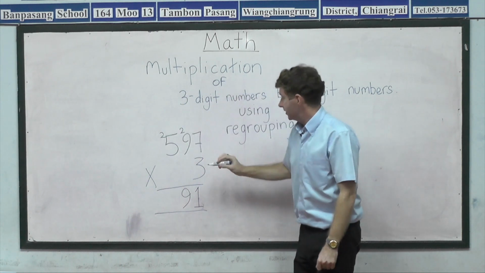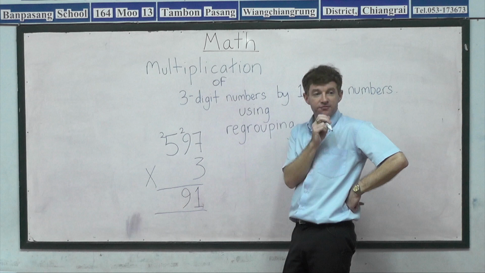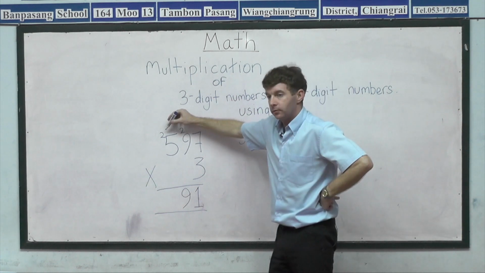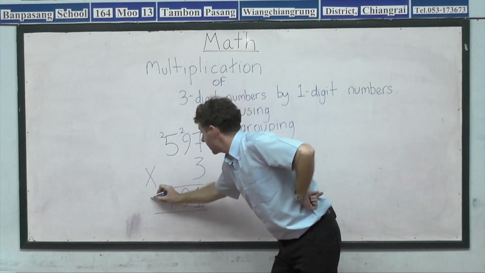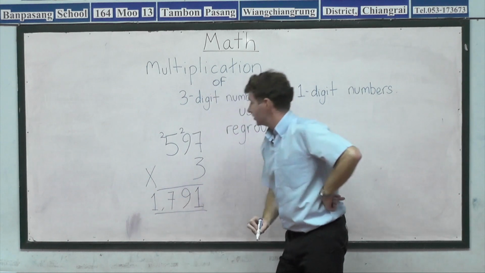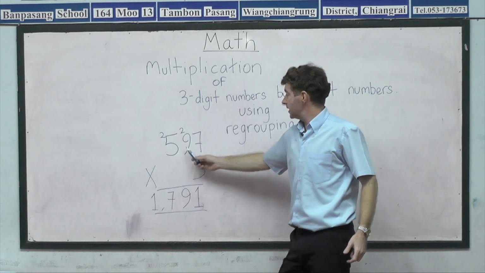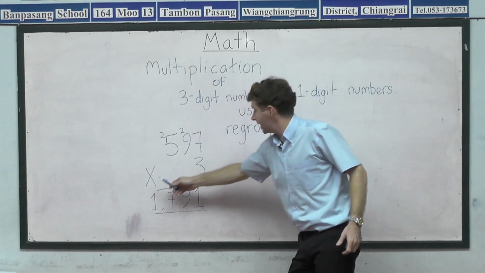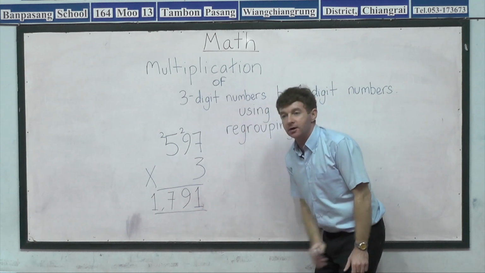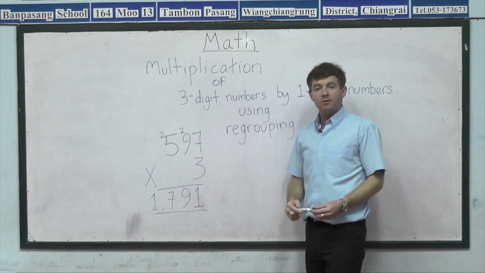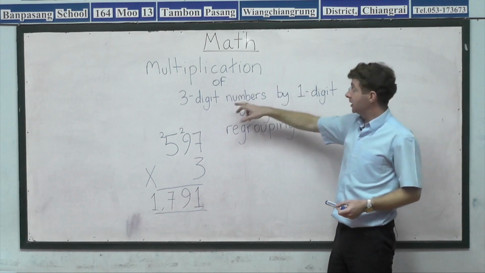So step 3. 3 times 5 is 15, plus 2 equals 17. So I can just write 17 here. It's all worked out. We're done. 597 times 3 equals 1,791.